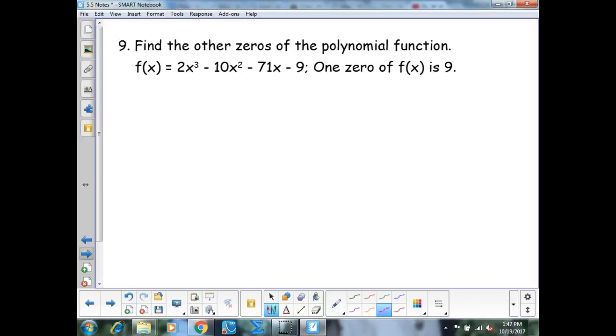So it says find all the other zeros of the polynomial function, given the fact that one of the zeros of f is 9. Got that written down. Okay, and then I need to add some stuff.